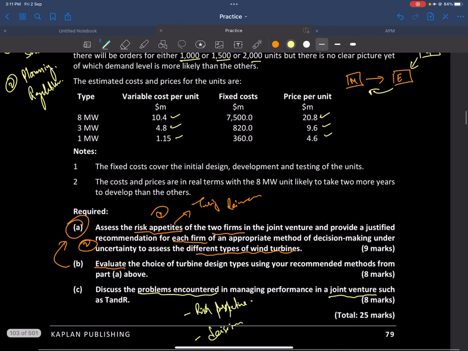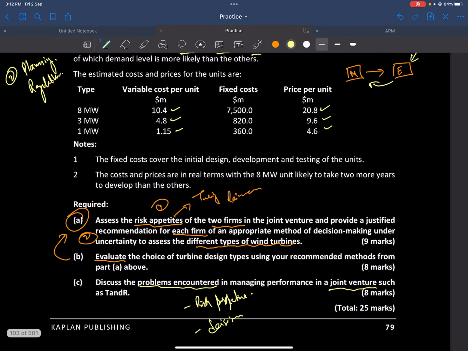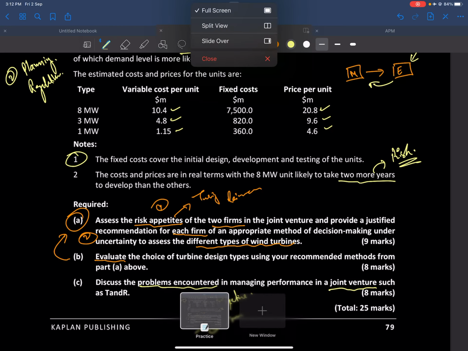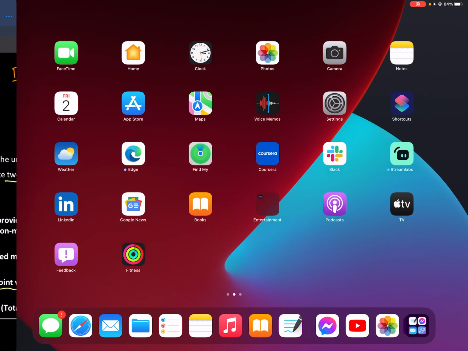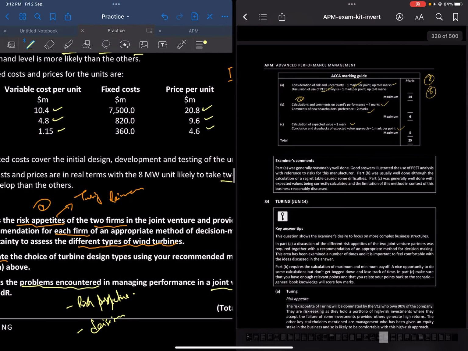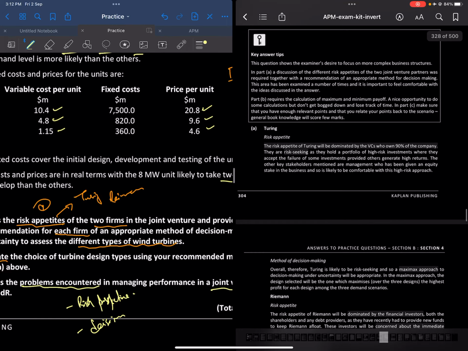The fixed cost covers the initial design, development and testing of the equipment of the unit. Okay, and costs and prices are in real terms, with the 8 megawatt unit likely to take 2 more years to develop than the others. There will be some risks associated with that. So the further the timeline, the higher the risk. Right. So in order to answer this particular question, let's see the model answer.